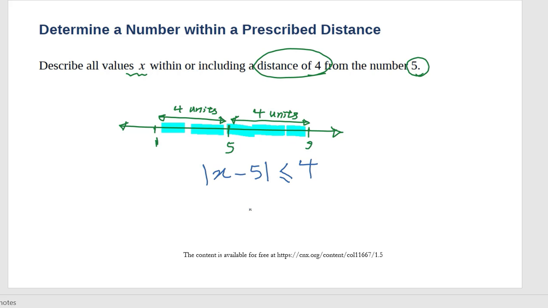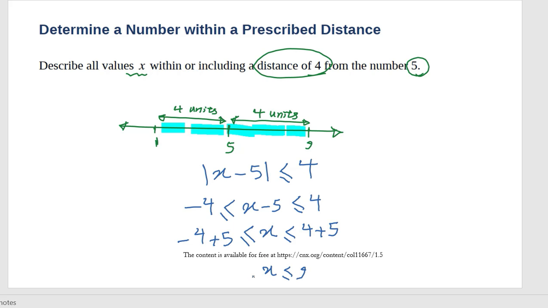If it's on the right side, then x minus 5 is less than or equal to 4, and if it's on the left side, then it is more than or equal to negative 4. And if we solve this, x will be less than or equal to 4 plus 5 and more than or equal to negative 4 plus 5. So x is between 9 and 1.